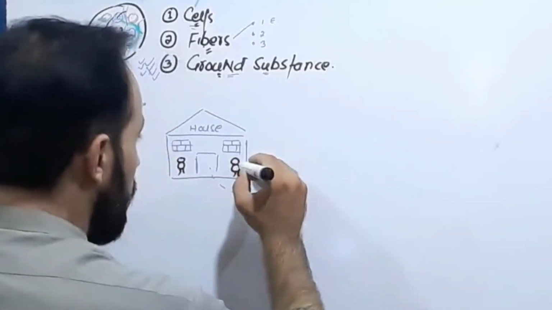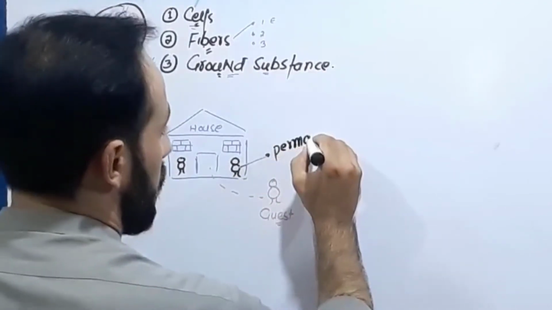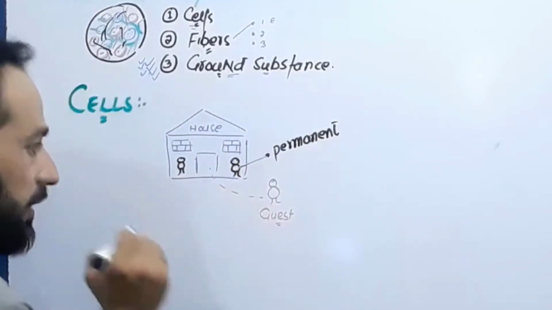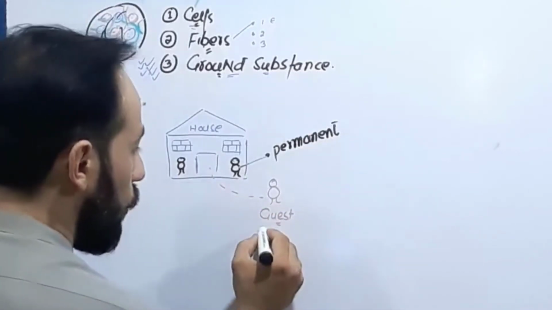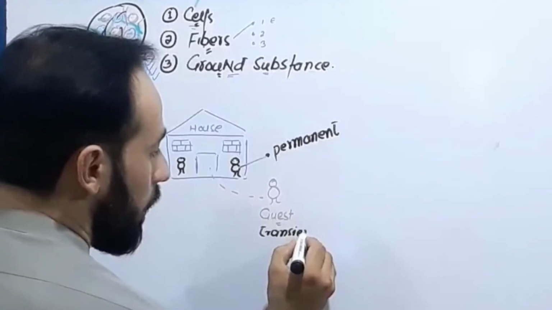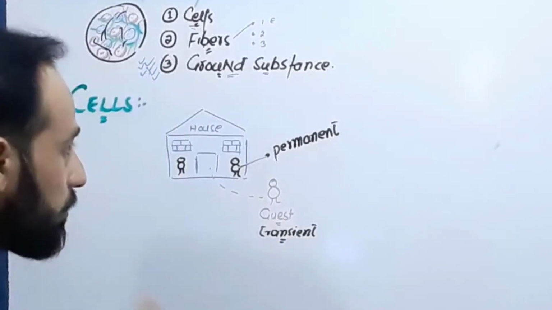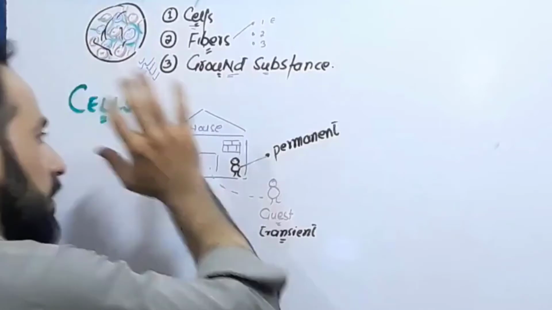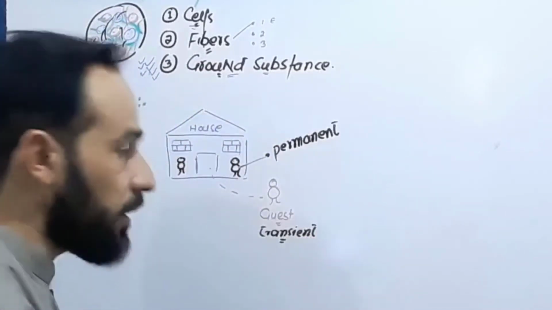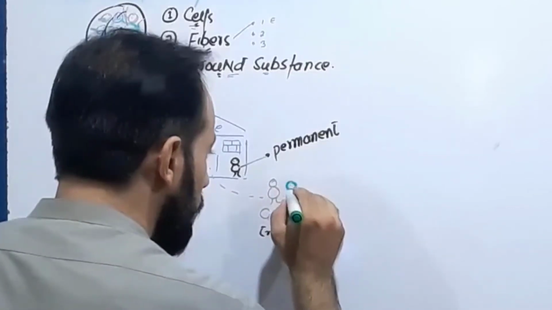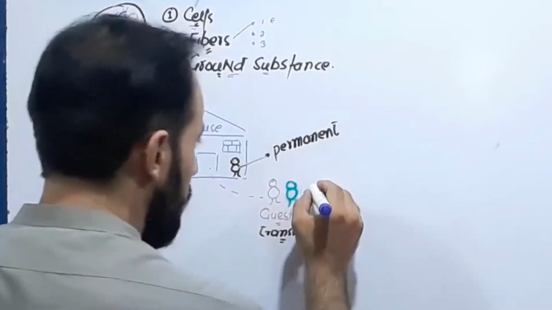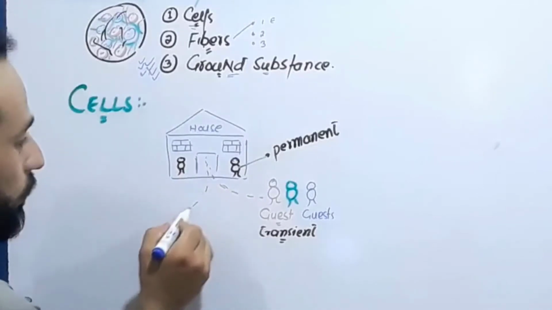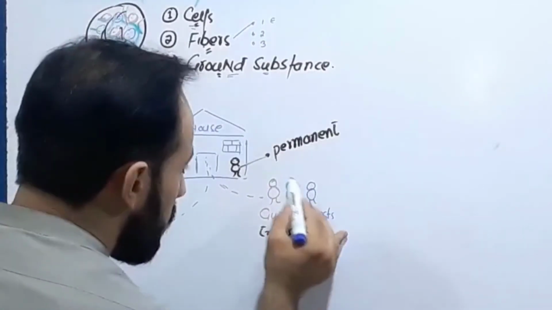So look carefully: these are the permanent people of this house, and this house belongs to them, and these other people are the guests, right? They come and go, they are transient. What does it mean? It means that these black people will remain in this house permanently, and they will not go anywhere. And these red people, blue people, and green people are the guests, and whenever a guest comes and visits your house, he goes again. Right? So we say these are the cells.